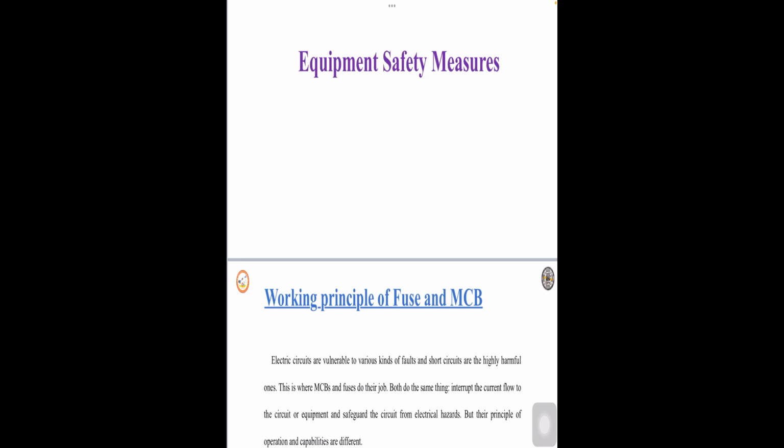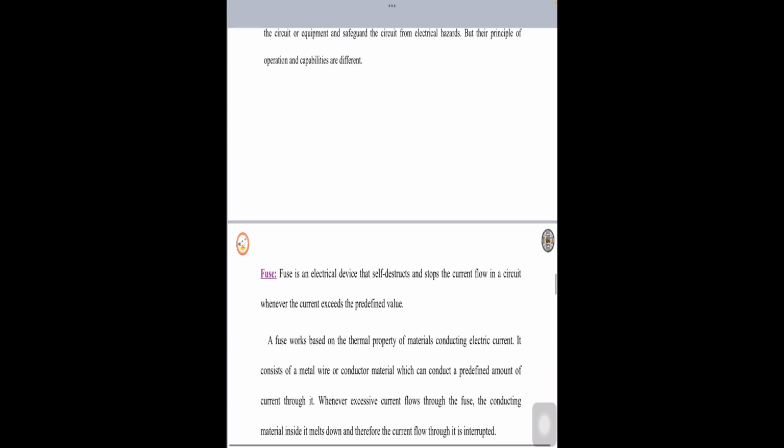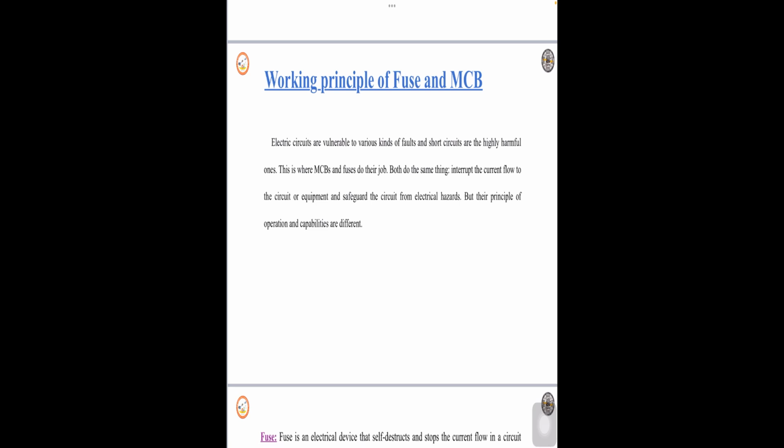So what does it contain? It contains a small piece called the fusing element. Generally this fusing element, or the fuse, is connected in series with your circuit. So let us understand how the working principle of a fuse takes place.